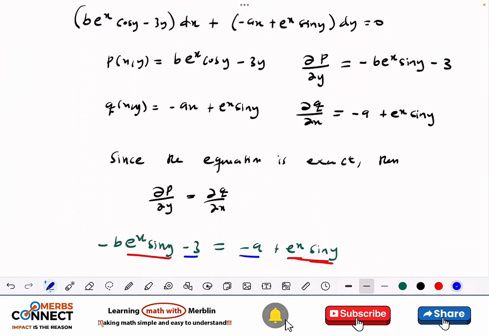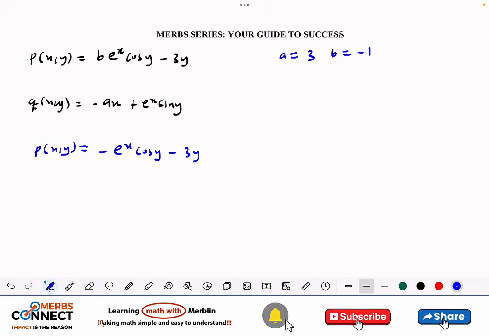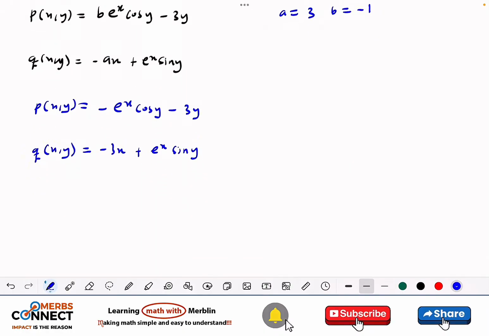Is that what? No, I've changed it. So a is 3, b is minus 1. So I'm going to have P of xy equal to minus e to the power x cos y minus 3y, right? And then my Q of xy is equal to, here a is 3, so I'm going to have minus 3x plus e^x sin y. So what are we getting here?